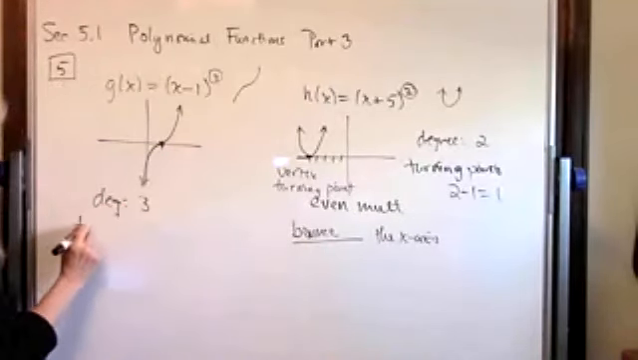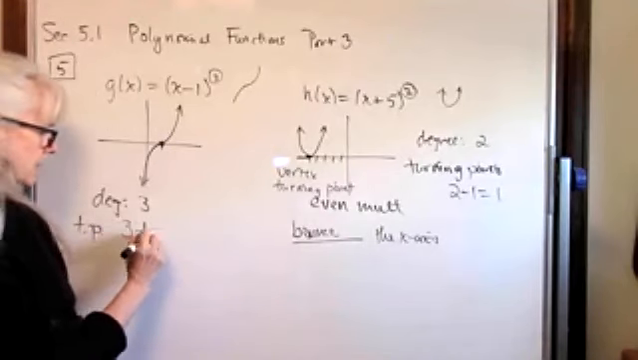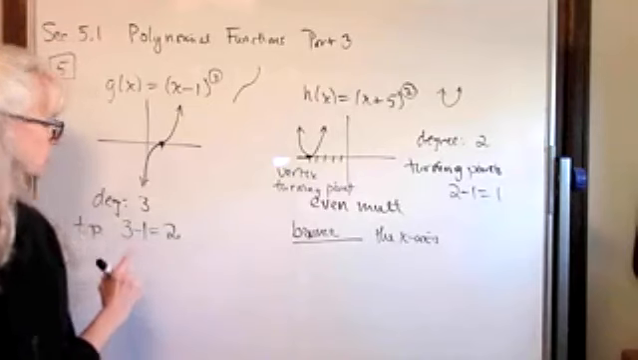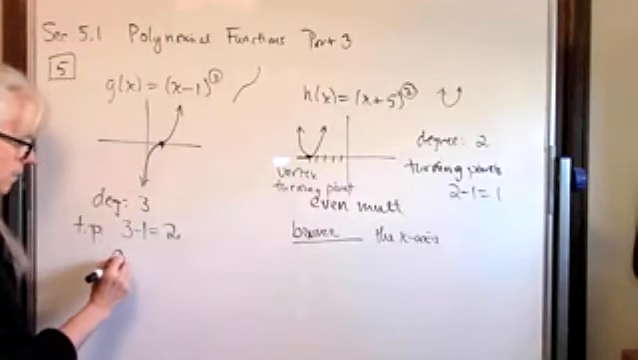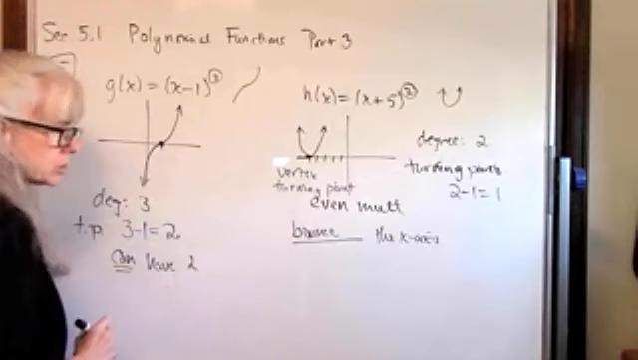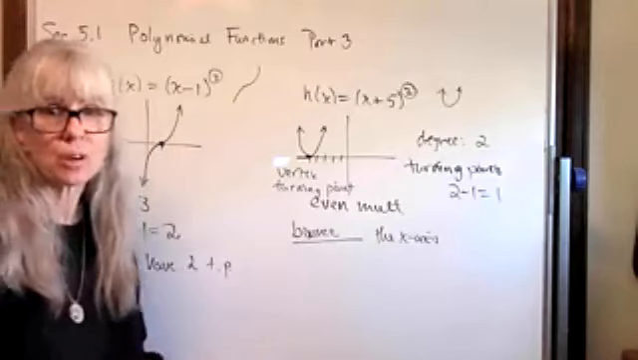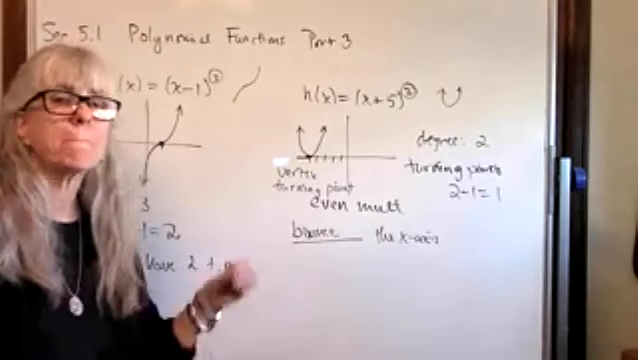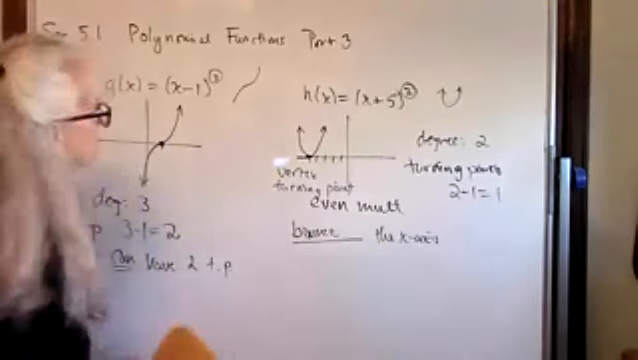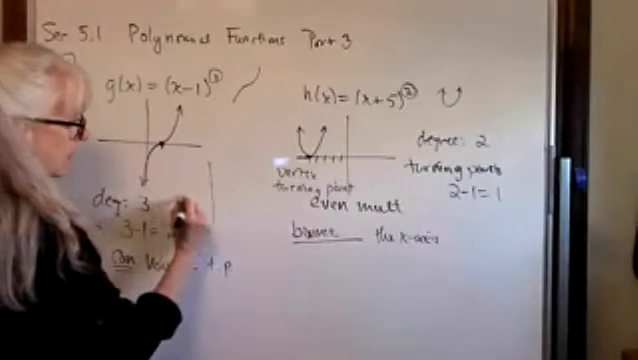So in terms of turning points, I'll do a TP for turning points. We take that degree, take away 1, and end up with 2. So at most, it can have 2 turning points. It does not have to have 2 turning points or 1 turning point, but at most it will have 2. Now, eventually we'll graph some cubic functions that do have those turning points.